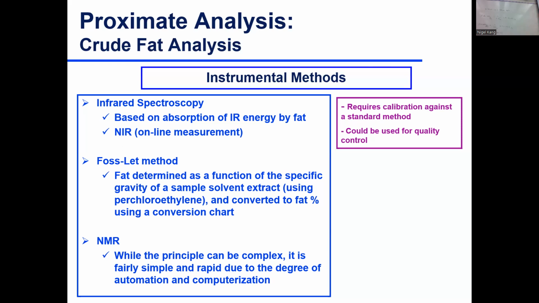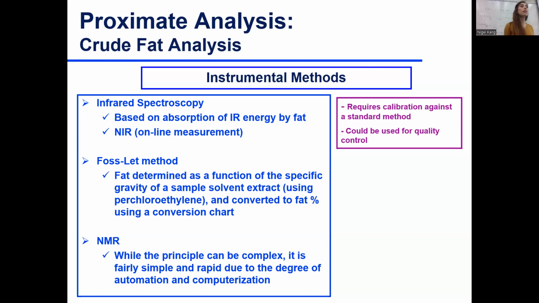And once you have the calibration, you can use IR for fat measurement in your sample. So for each specific sample type, you need to have a calibration equation using an AOAC method, like Mojonnier or Soxhlet. NMR is a complex method, but once you have it set up, it's a really, really robust method.